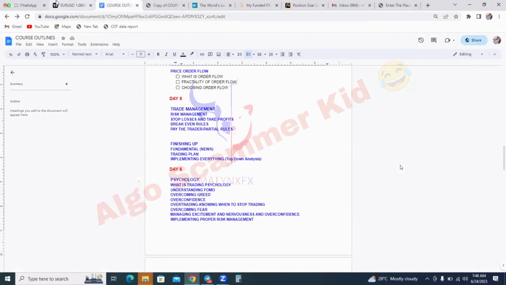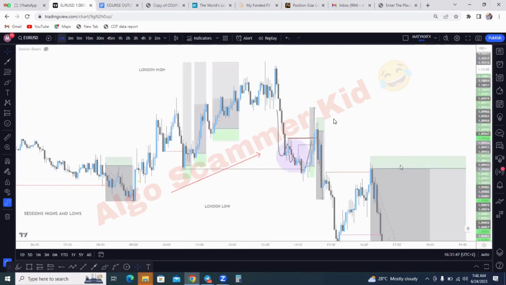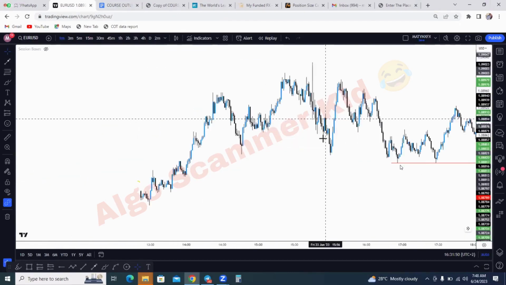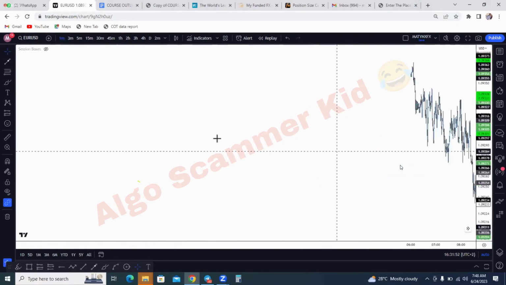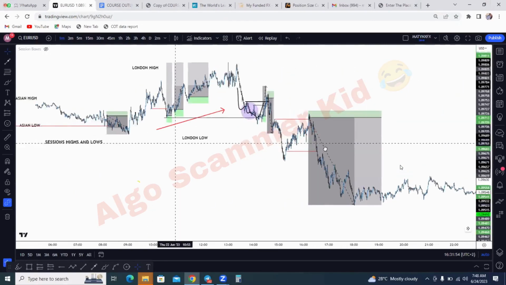Now, break-even rules. Break-even rules are very simple. How do I break even? How do I classify a trade as a break-even trade? So let me show you my own break-even rules.